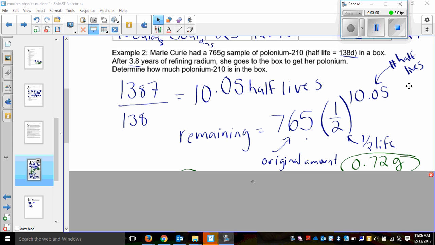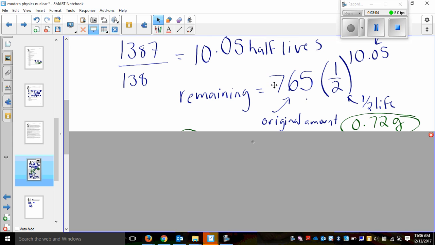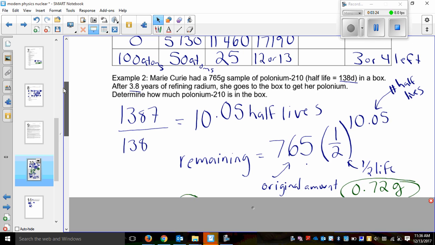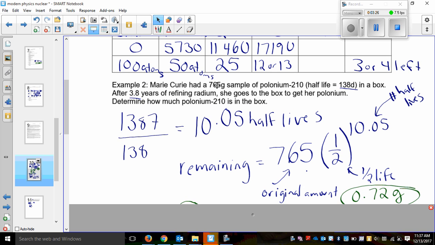Okay, so in my calculator, I want 765 times 0.5 to the power of 10.05. Don't forget order of operations. You have to do the exponent first before you multiply by 765. So if you don't get the right answer, that's something you could try. Okay, so when she came back, she only had 0.72 grams. She started with 765, and she was left with less than a gram when she came back.